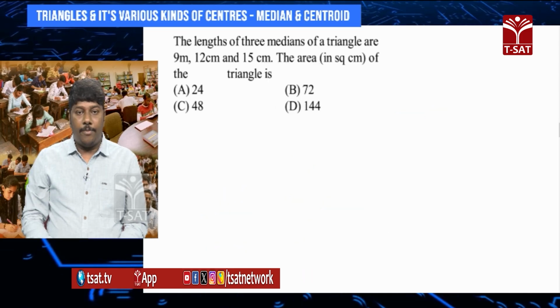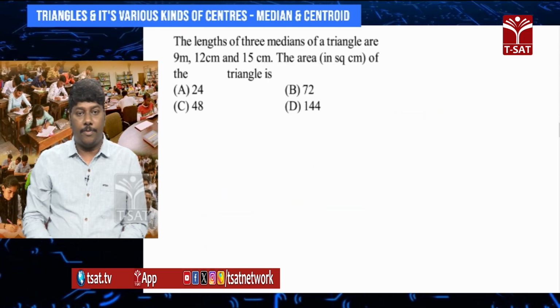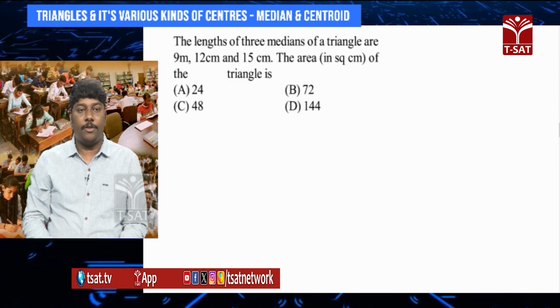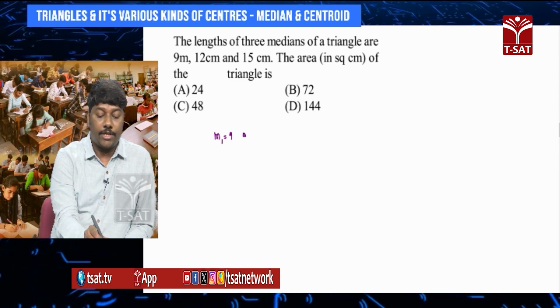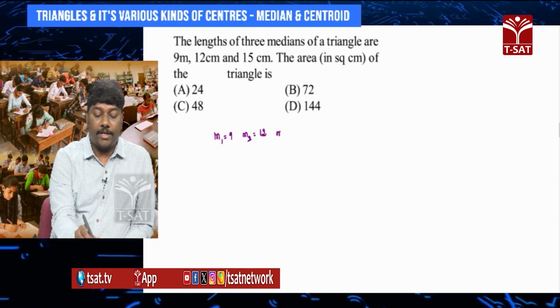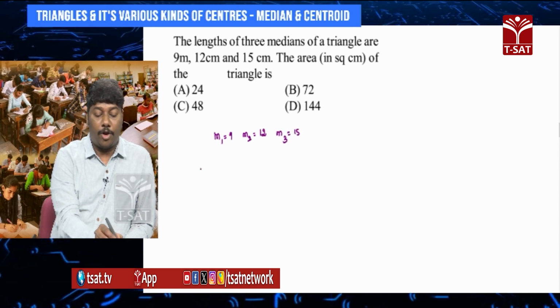The length of three medians of a triangle are 9 centimeters, 12 centimeters, 15 centimeters. The area in square centimeters of the triangle. Median 1 is equals to 9. Median 2 is equals to 12. Median 3 is equals to 15. Three medians are given. We already discussed in the properties of medians.